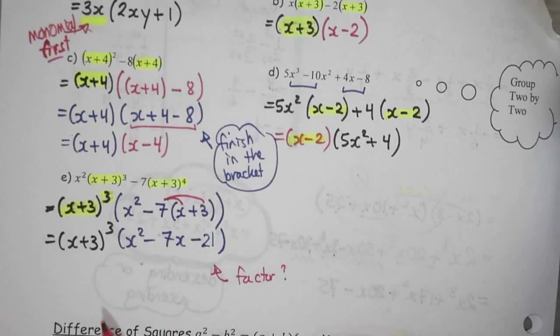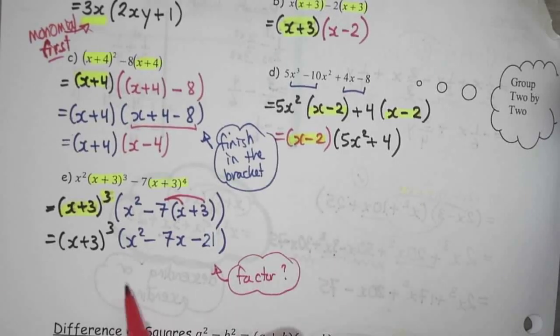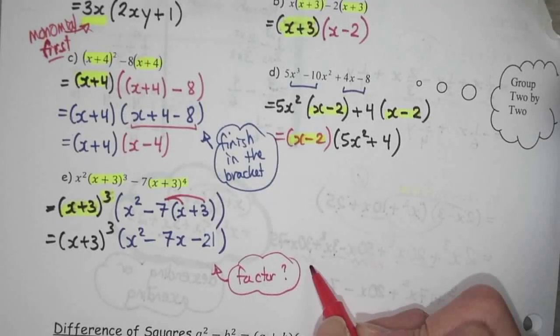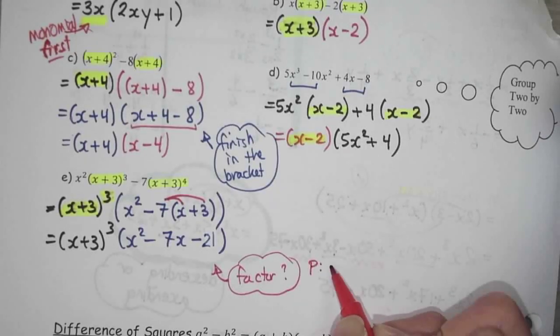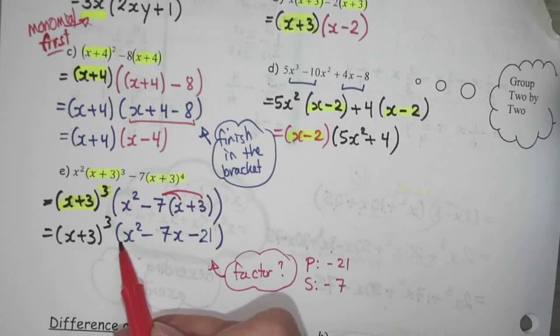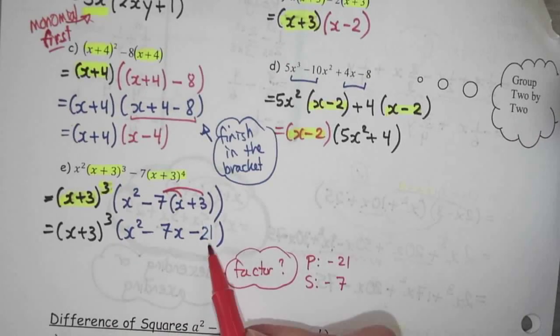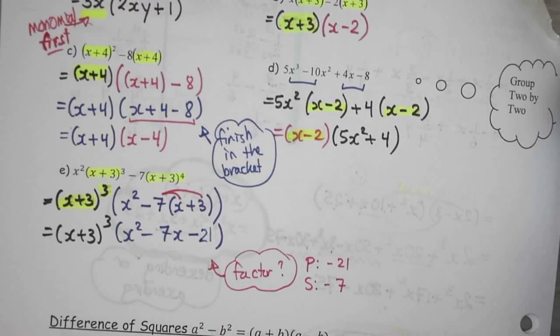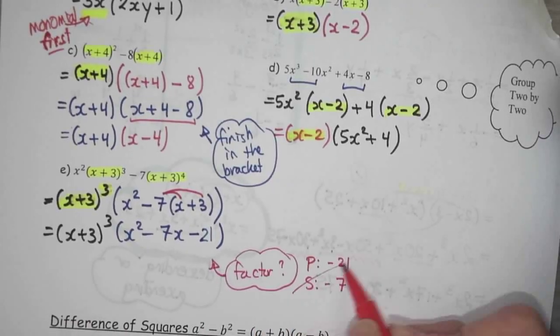Okay. Can you factor that? It's a trinomial. Remember, you're looking for a product of negative 21 and a sum of negative 7, because it's a simple factoring. There's just a 1 there. Is there anything that multiplies to 21 but adds to 7? We have 7, 3, 21, and 1. So nothing. So then there's no such thing.